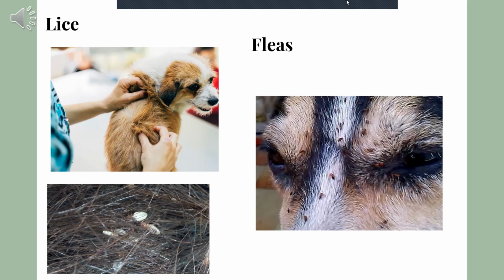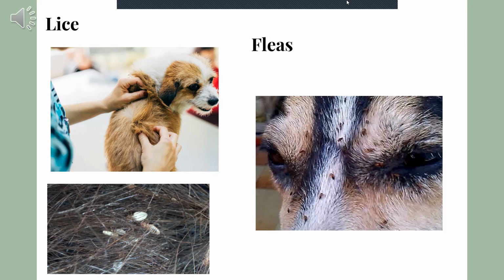Lice and fleas. Both of these can be seen as bugs crawling on the pet's fur and cause them to be itchy, lose hair, have red skin, or scabs. For lice, you may see the actual adult bugs crawling on the fur, or you may see the small eggs called nits glued to the bottom of the hair shafts. Lice are pretty host specific and won't infect cross species.